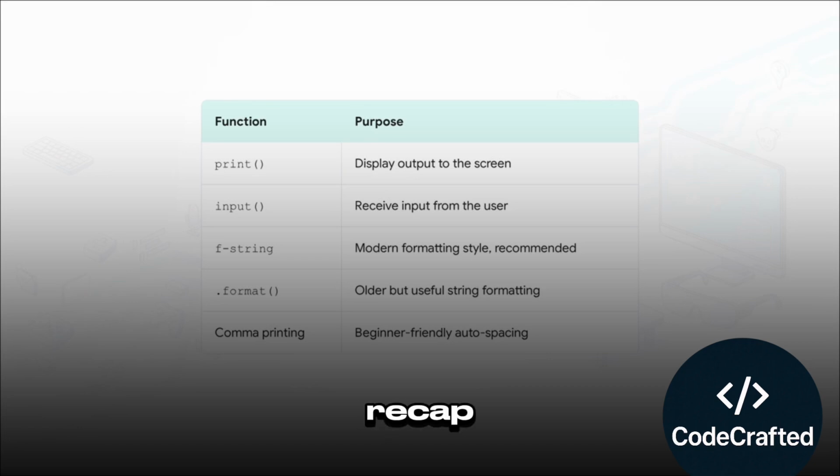And let's do a quick recap. Print is for displaying output. Input is for getting user input. And remember, it's always a string. When it comes to formatting, commas are great for beginners. The dot format method is an older style that's still around. But for modern, powerful, and readable code, f-strings are definitely the way to go. This is your go-to cheat sheet.